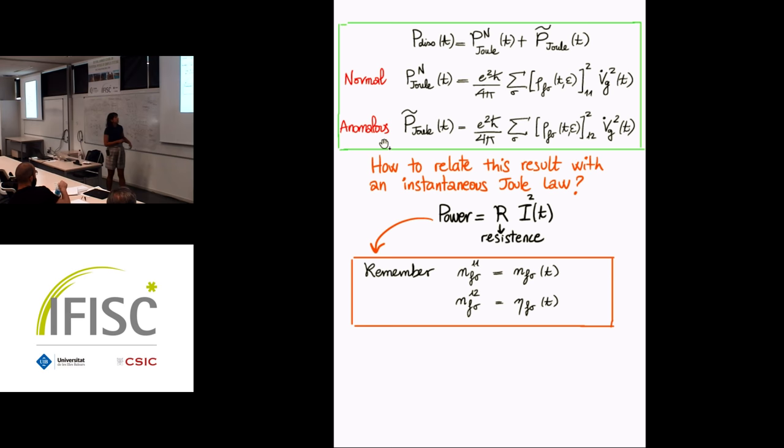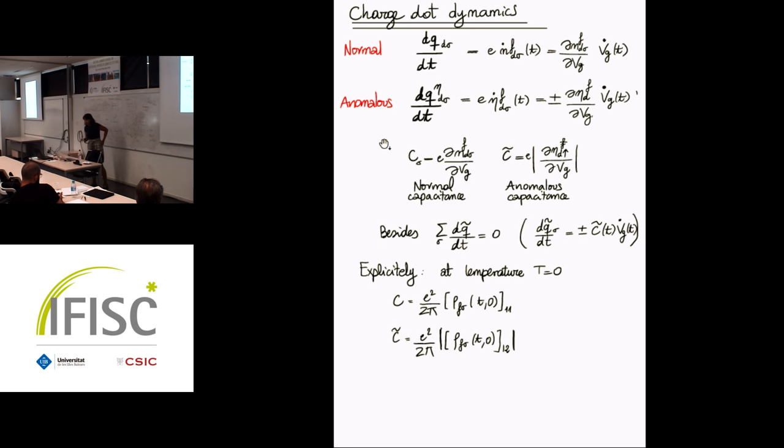Okay. So now, with this result, we keep this result apart, and then we wonder if we could get some kind of instantaneous Joule law for these expressions here. Because we know that for a normal quantum dot, this is something that is really a result. So you can get some instantaneous Joule law. So now we wonder if we could have the same. So for that, we just look at the charge dynamic of the dot, and then we can calculate how the normal charge in the dot evolves in time. And in this way, we can define this as a normal capacitance. And this is the anomalous part of the charge in the dot that is given by this anomalous capacitance.